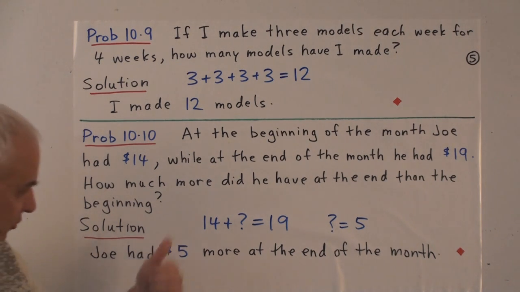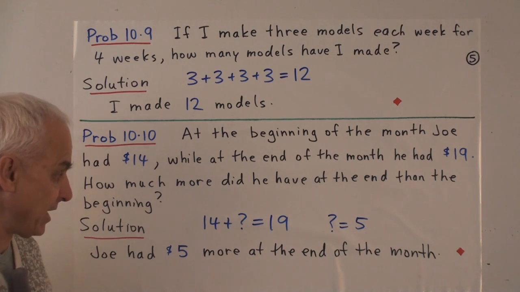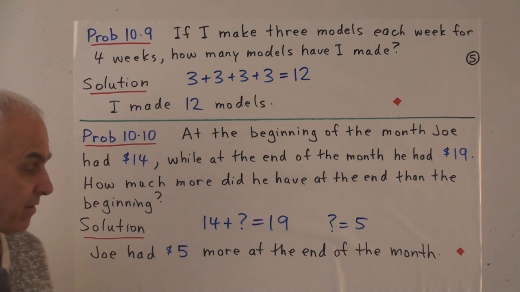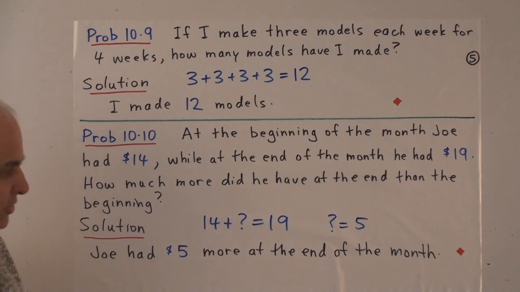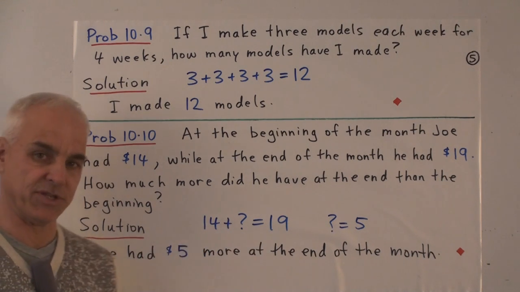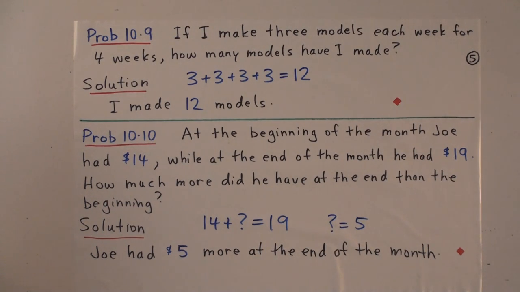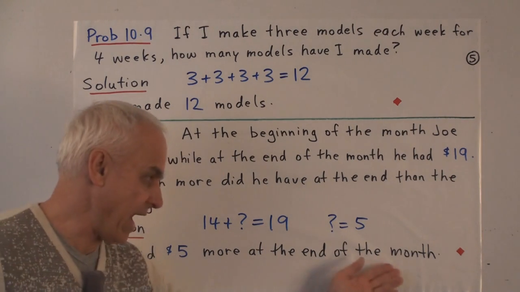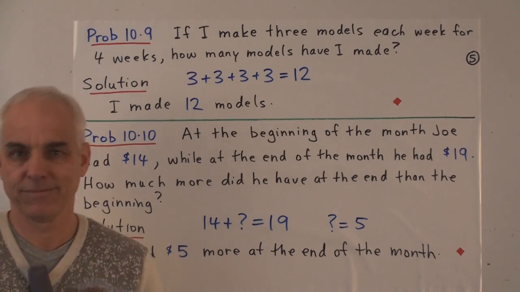Well, we can kind of do it by trial and error. If we added 1, then we would have gotten 15. If we had added 2, we would have got 16. If we'd added 3, we would have got 17. 4 would have given us 18. 5 gives us 19. So the mystery number is 5. Or if you know your addition table, you know that 4 plus 5 equals 9. So that's got to be a 5. And so now at the end, we answer the question in the same style as it's given to us. Joe had $5 more at the end of the month.